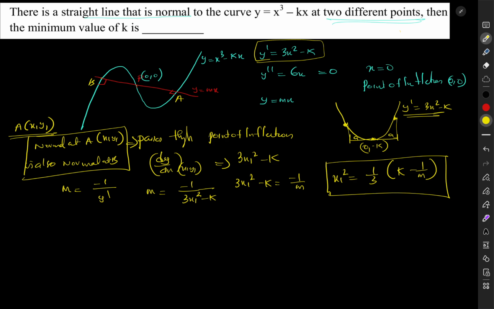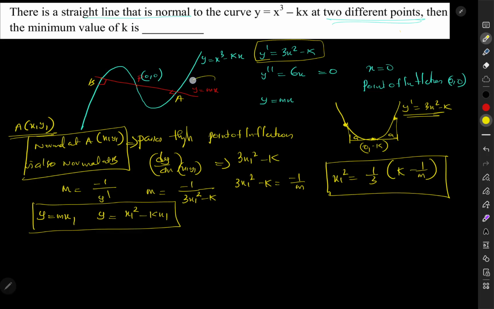Now what is the next step? The next step is that A will satisfy y equal to mx, and A will also satisfy y equal to x1 square minus kx1. These two equations are satisfied by the point because A is the point of intersection of y equal to mx and this curve. So now I can equate mx1 equal to x1 square minus kx1. I can cancel x1 and x1. So I will get m plus k, correct?